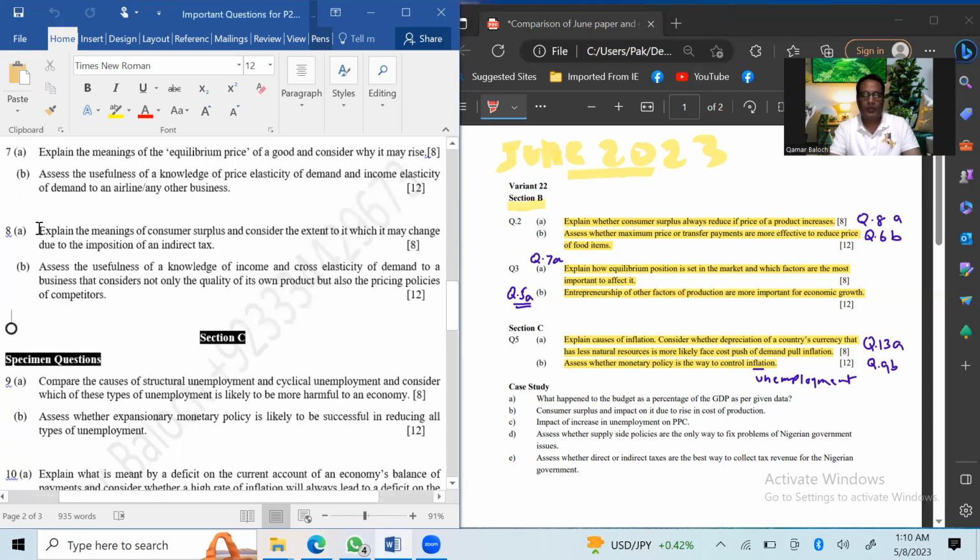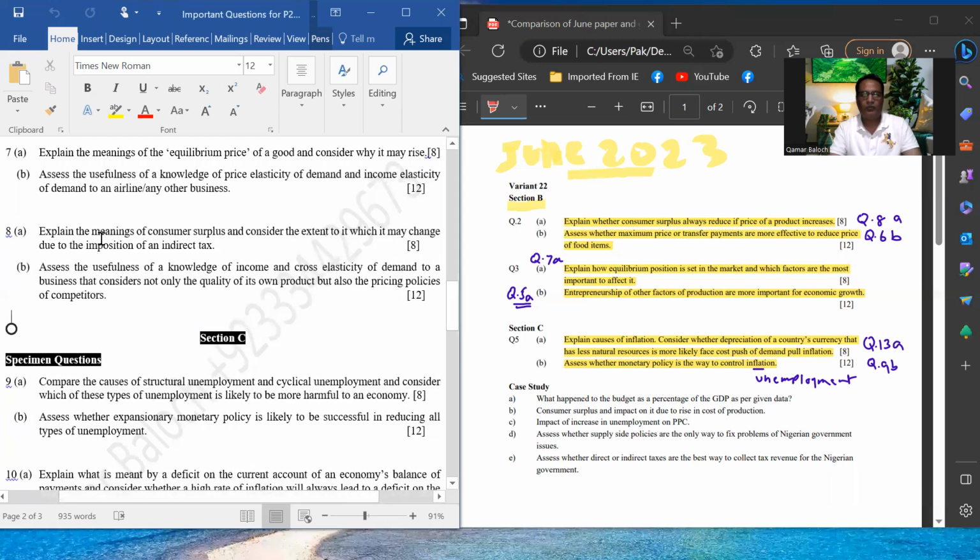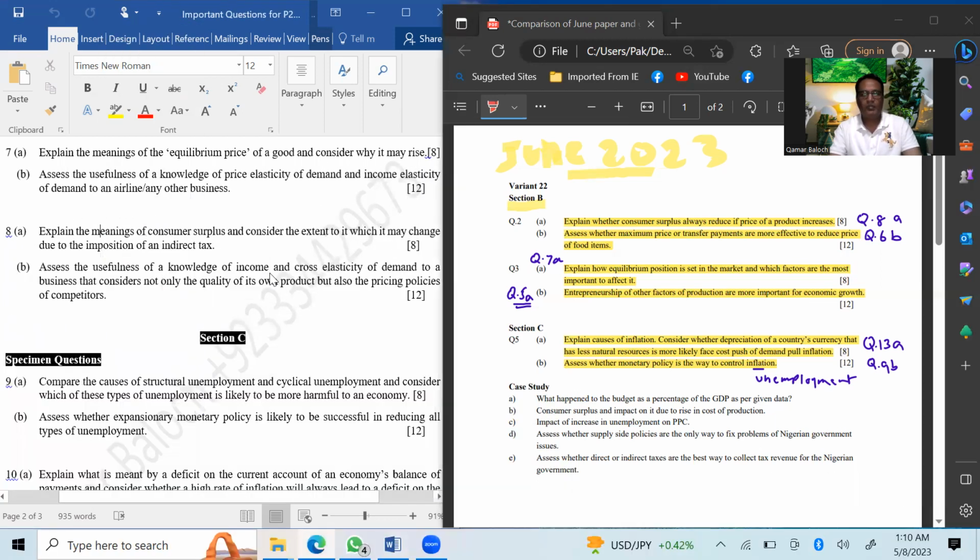So question 8, part A is: explain the meaning of consumer surplus and consider the extent to which it may change due to imposition of indirect tax. When we impose indirect tax, definitely price increases, and when price increases, consumer surplus decreases. So there was a little bit of change in the statement of the question. However, the answer will be exactly the same because indirect tax increases the price, and here in this question, the examiner has clearly said that there is an increase in price.